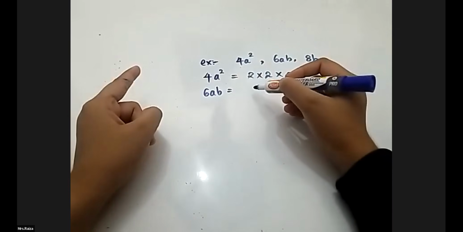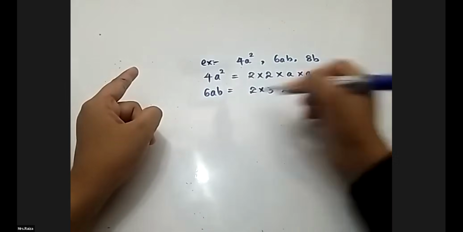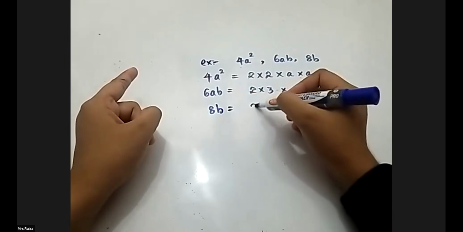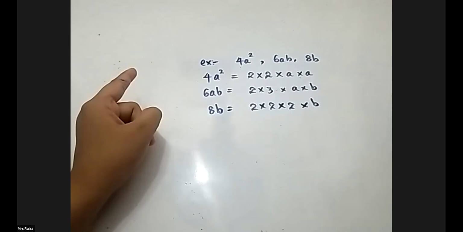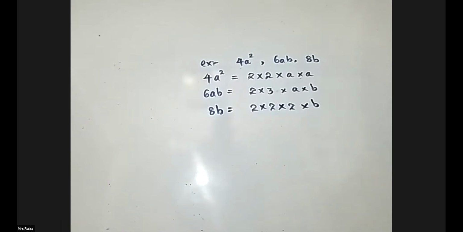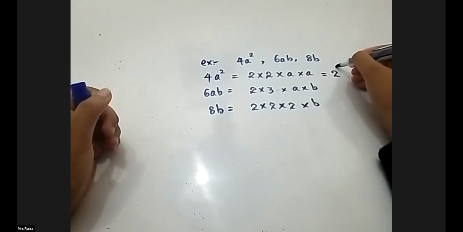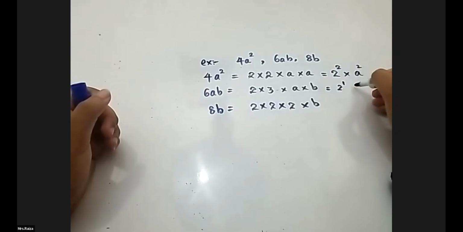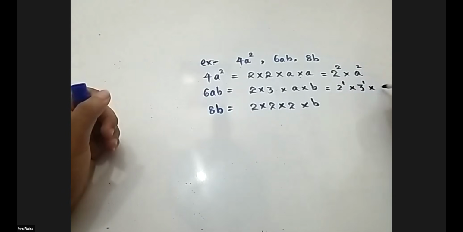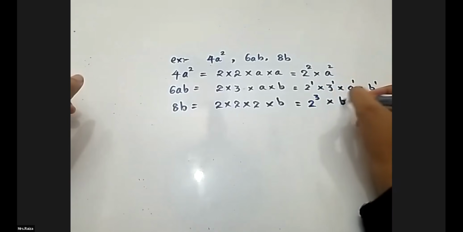6ab, from the prime factors, 2 into 3 is 6, a into b is ab. 8b means 2 into 2 is 4, 4 into 2 is 8, into b. Now I am selecting the common ones. But before that, let me write these as powers: 2 to the power 2 into a to the power 2; 2 to the power 1 into 3 to the power 1 into a to the power 1 into b to the power 1; 2 to the power 3 into b to the power 1.